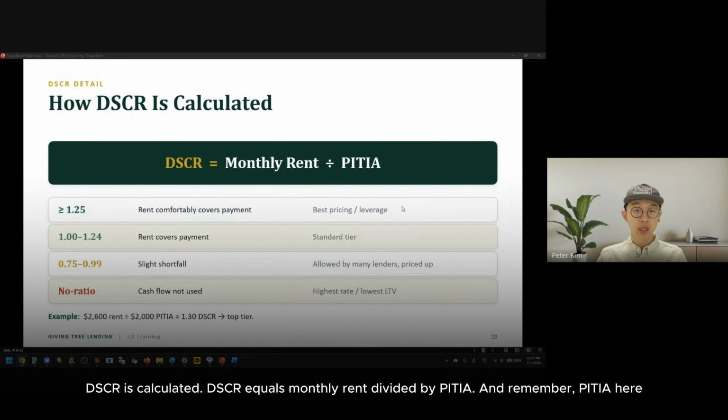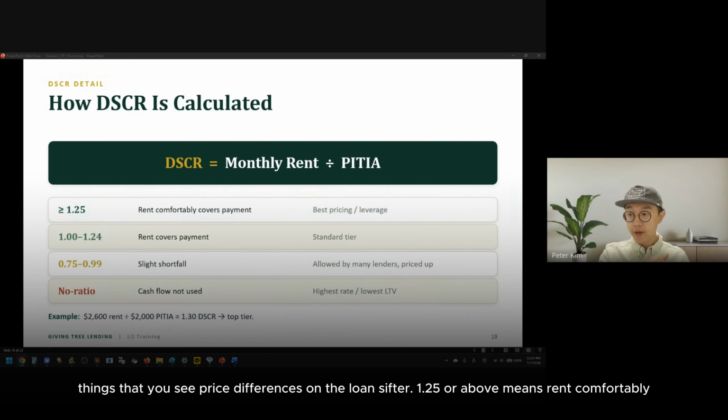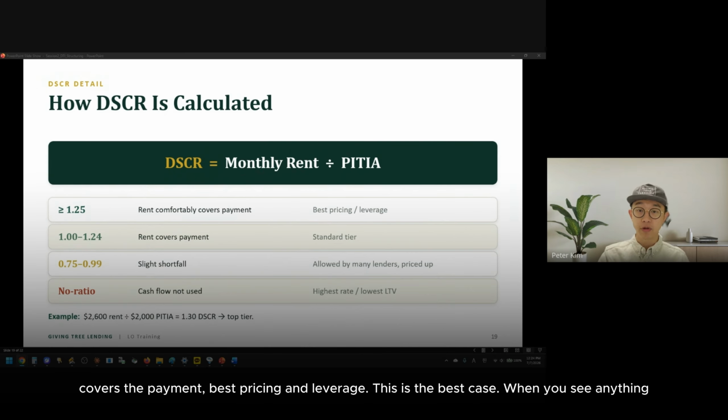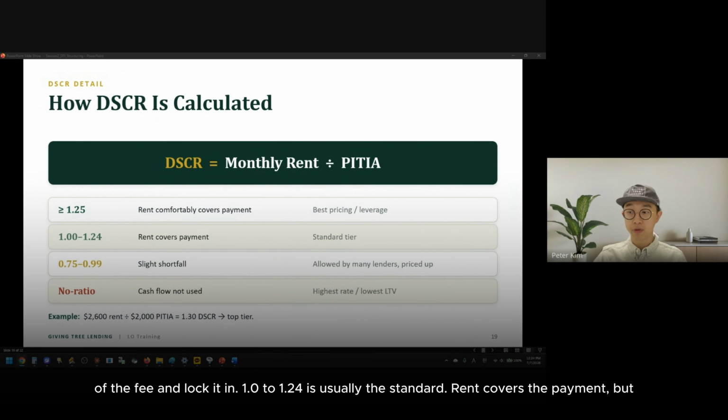So this is how DSCR is calculated. DSCR equals monthly rent divided by PITIA. And remember, PITIA here has the same components as before: tax, insurance, HOA, all included. These are the tiers where you see price differences on the loan sifter. 1.25 or above means rent comfortably covers the payment. Best pricing and leverage. This is the best case. When you see anything like this, consider these buyers rate shoppers. Offer them the best rate and term fee and lock it in.